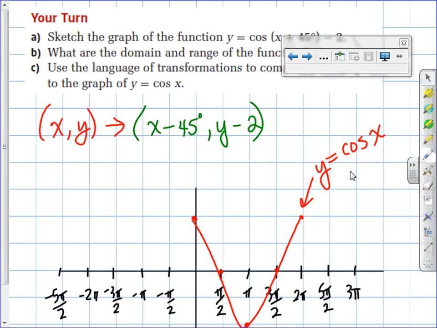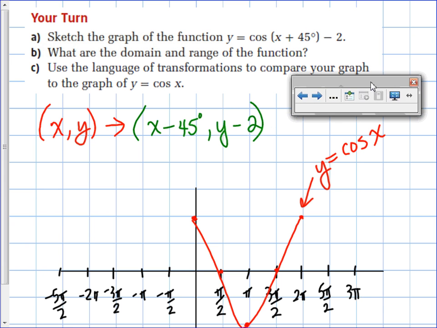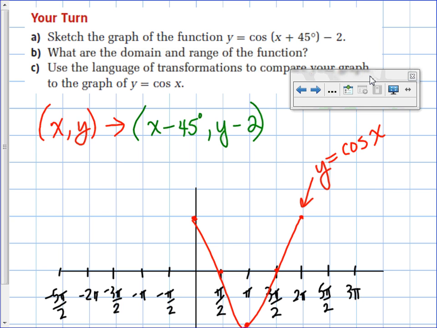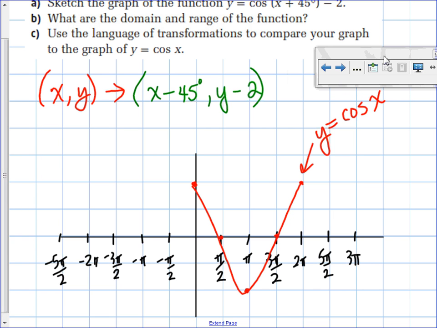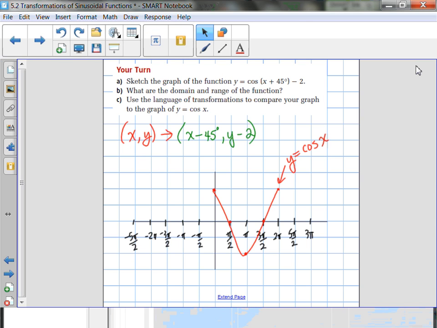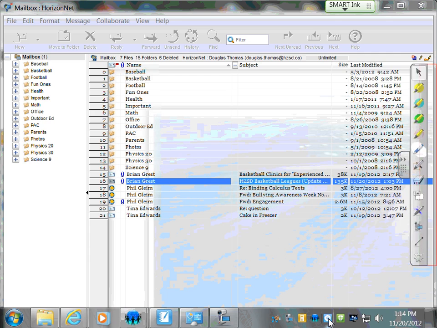All right, everybody, welcome to section 5.2, which relates what we already know about transformations to our sine and cosine graph. So what I've already done is I've taken the graph of y equals cosine theta and drawn it on the board. And what we're going to do is relate it to the graph of y equals cosine (x plus 45 degrees), subtract 2. And so I've already done a mapping of that as well. And you can see it's taking the red and going to the green. And once we get that down, we will be in good shape.